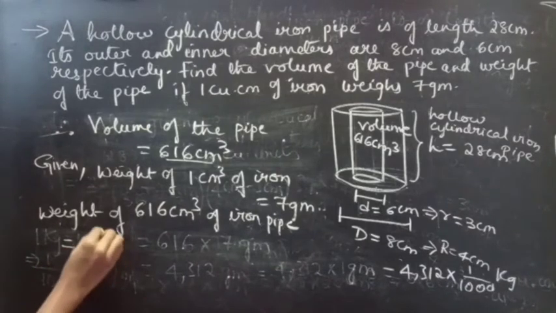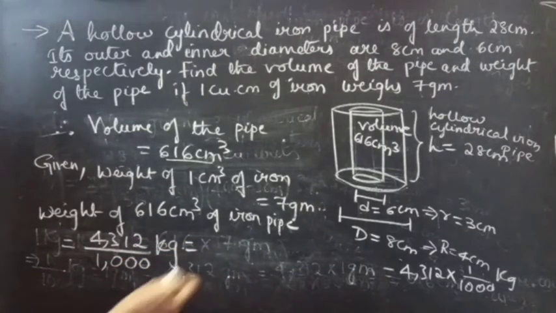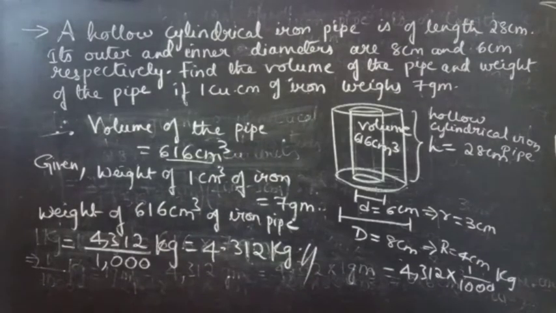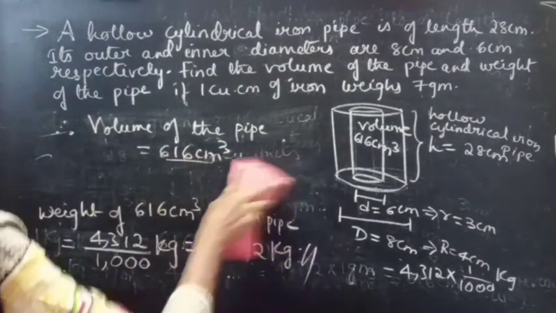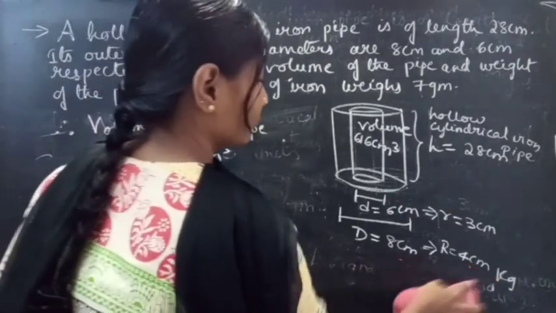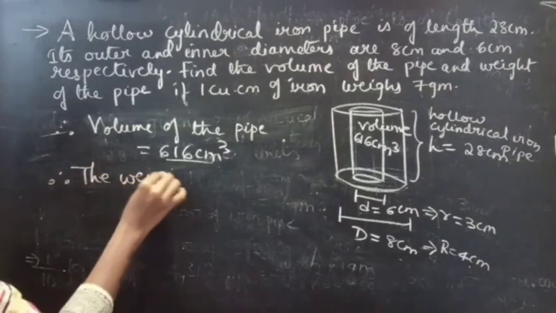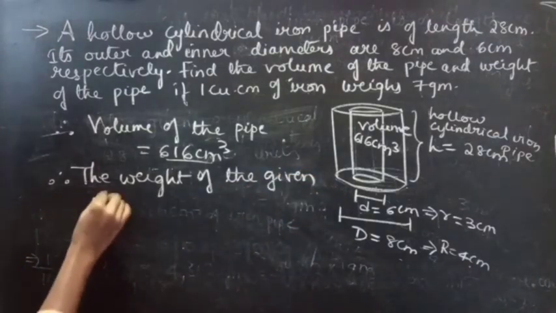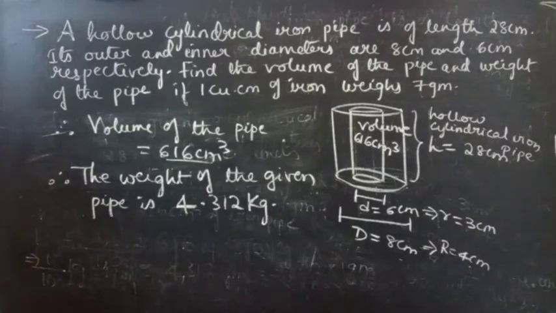So this equals 4312 by 1000 kg, which equals 4.312 kg. So we have converted into kilograms. Okay. So finally we got the weight of the given pipe. So therefore, the weight of the given pipe is 4.312 kilograms. Okay, this completes the problem.